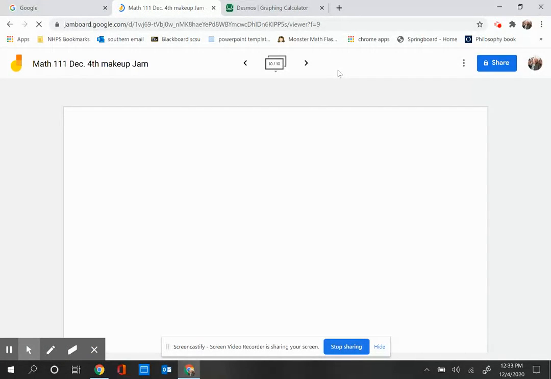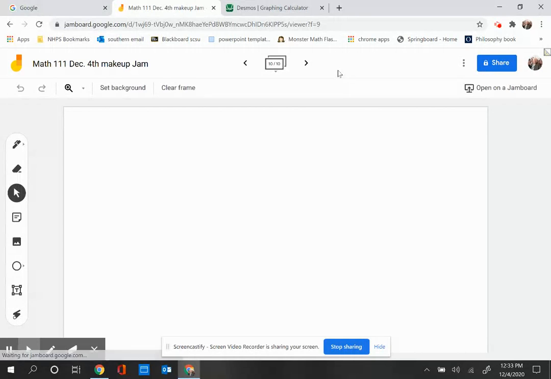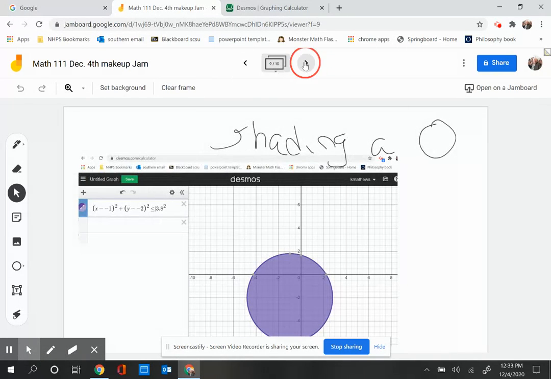It's loading up. Okay, there's our shading the circle.